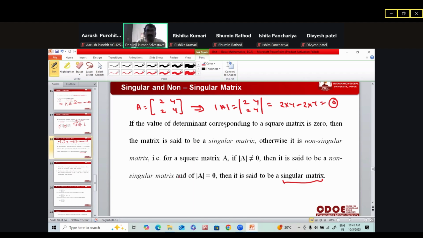If the determinant value is not equal to 0, it is said to be a non-singular matrix. If the value of the determinant corresponding to a square matrix is 0, then the matrix is said to be singular. Otherwise, it is said to be non-singular. The determinant value defines the kind of matrix, singular or non-singular. If the determinant value is 0, the matrix is singular. If the determinant value is not 0, the matrix is non-singular.